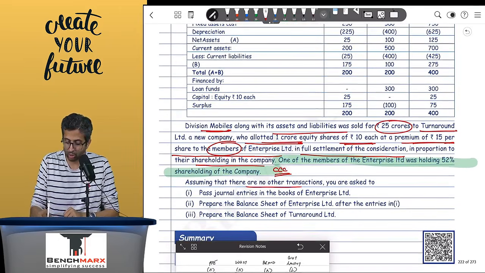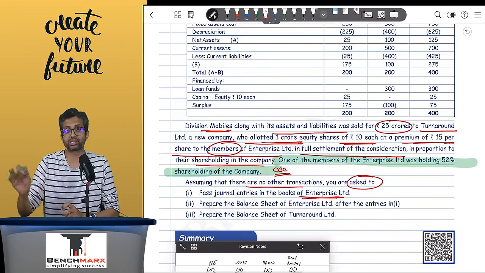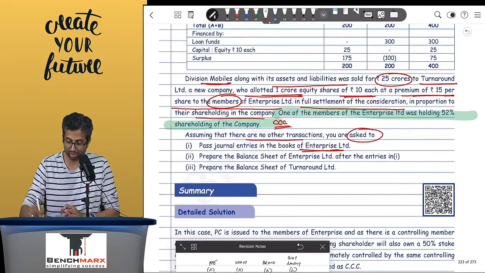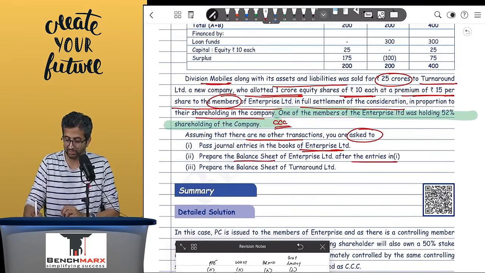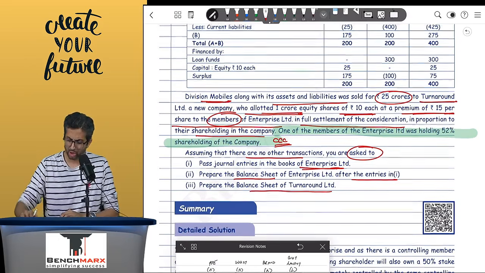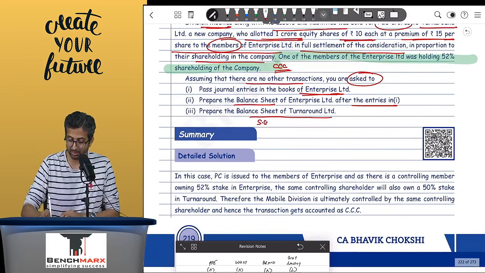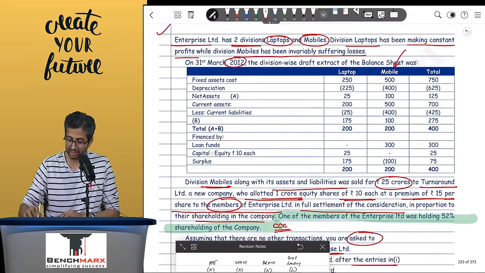Assuming that there is no other transaction, you are asked to pass entries in the books of Enterprise. Who is Enterprise? A selling company. The selling company will de-recognize assets and liabilities pertaining to the mobile division, prepare the balance sheet of Enterprise after the acquisition entries, and then the balance sheet of Turnaround. So first of all, if I were to pass entries in the books of Enterprise, this is a selling company. For the selling company, I will de-recognize the assets and liabilities.